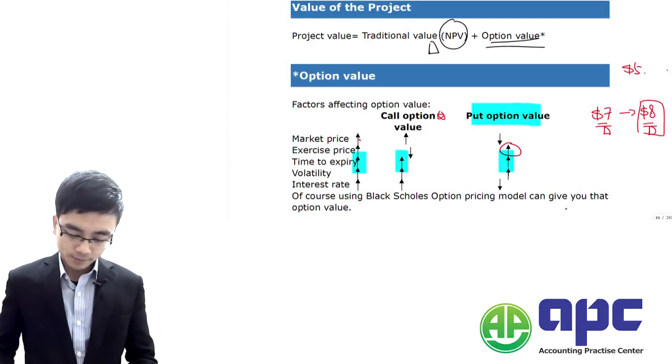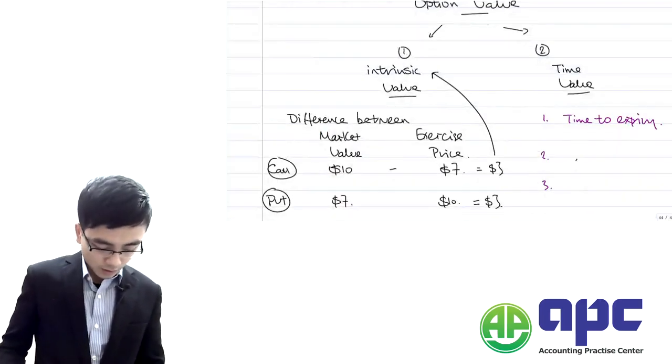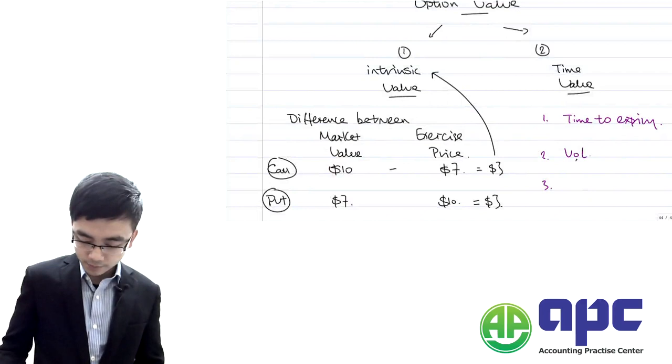So secondly, it will also include the volatility of a cash flow.